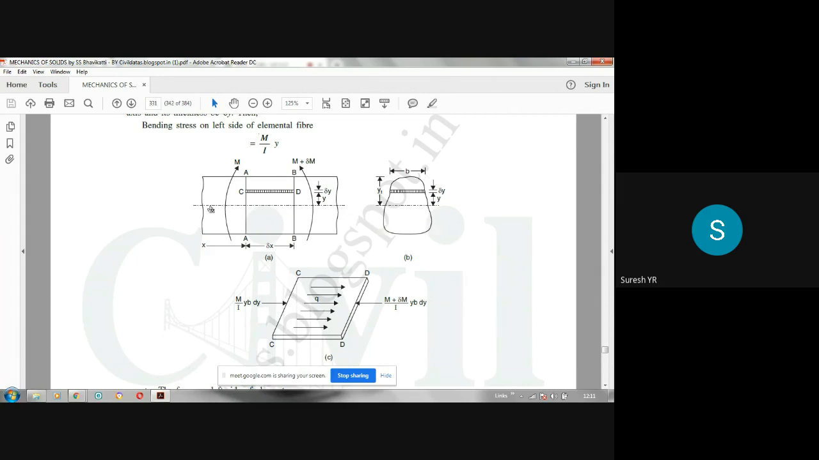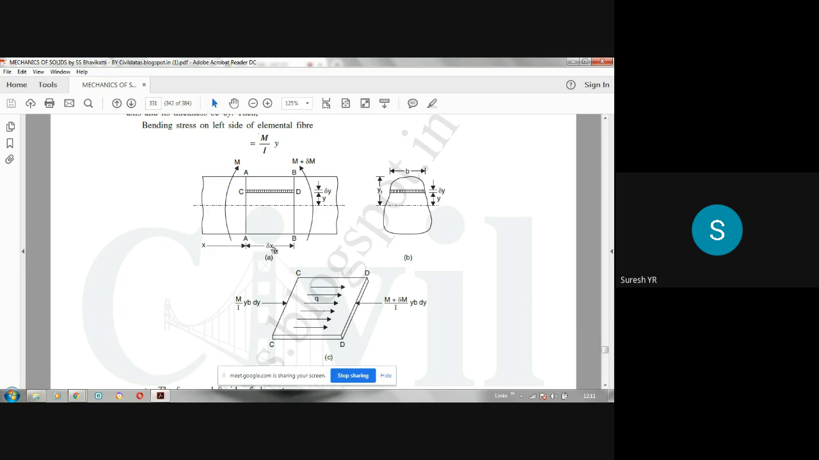So bending stress is 0 along the neutral axis. On this axis the bending stress is 0. YT means the distance of the top fiber; T stands for top. So the distance of the top fiber from the neutral axis. Okay, and here the length of CD is delta x.